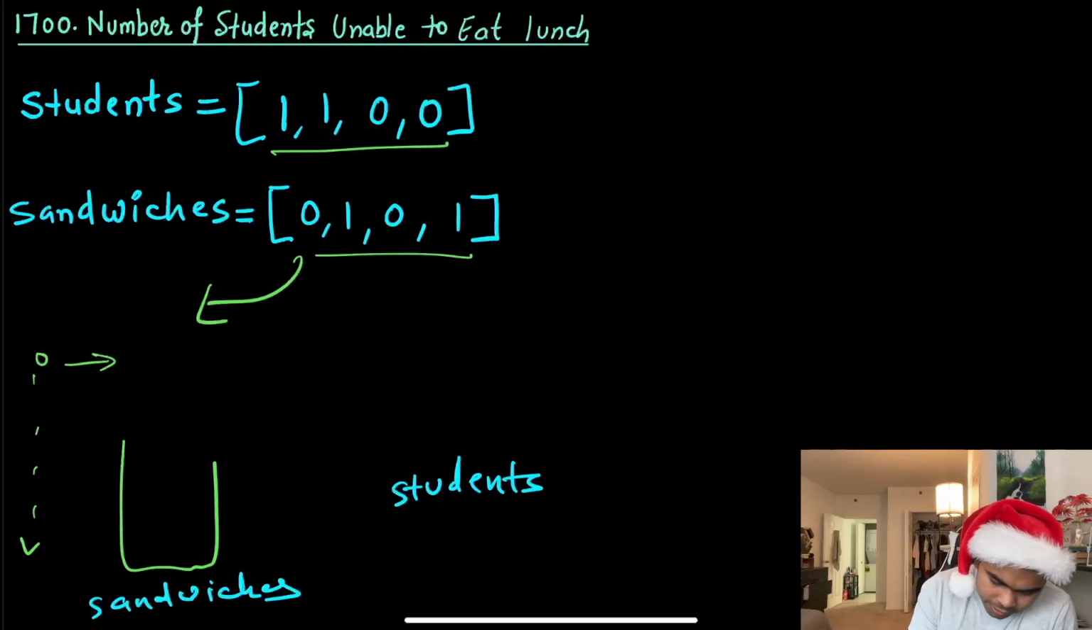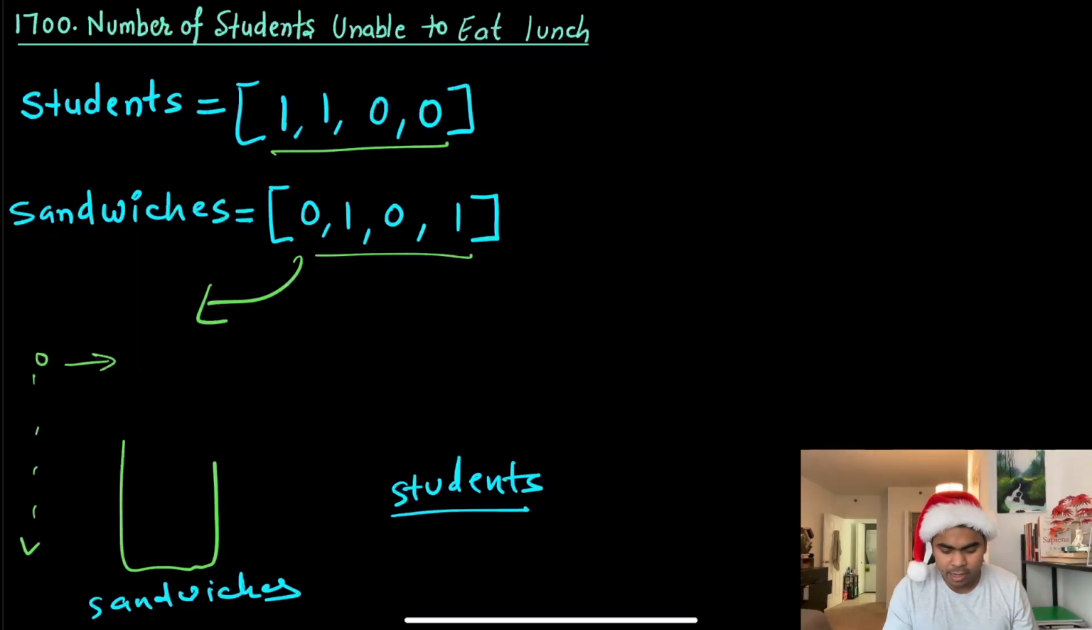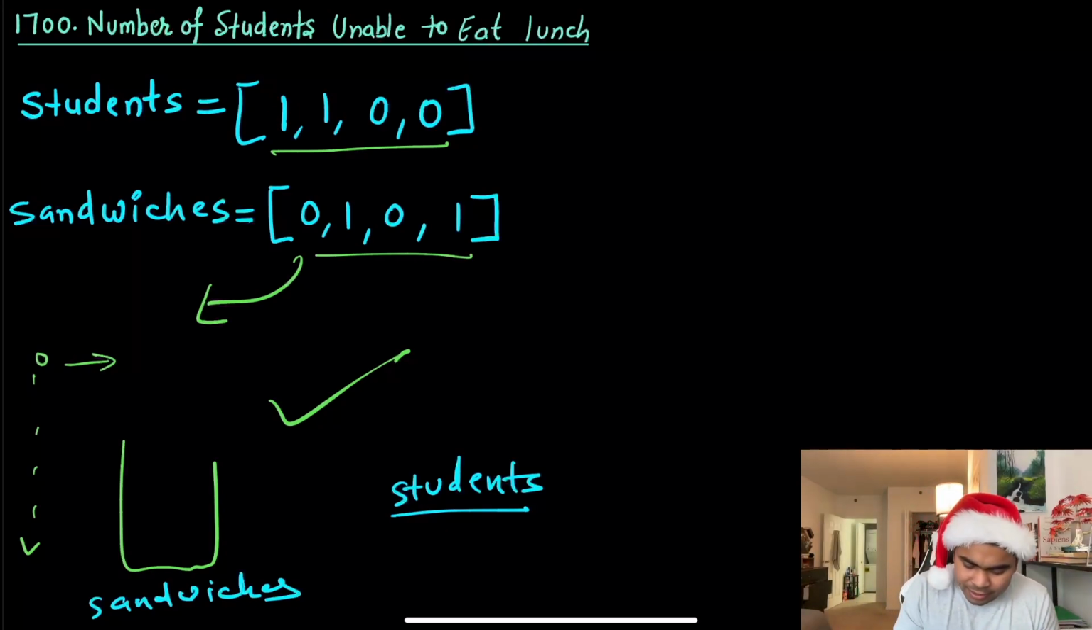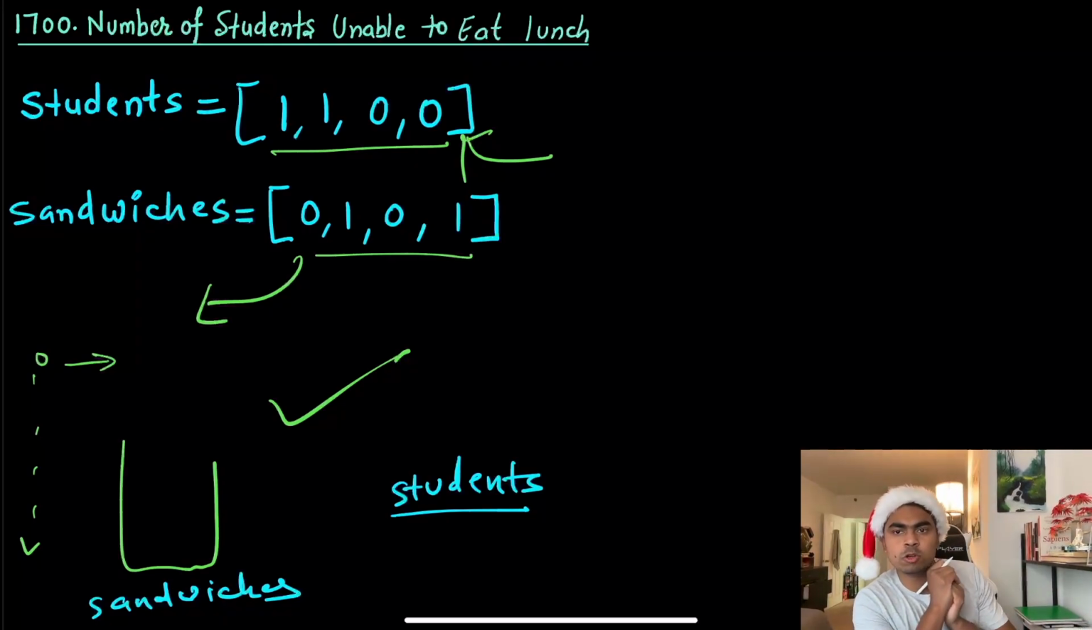Now what do I return? I was supposed to return the number of students, but now all the students were able to eat all the sandwiches. So what must have happened in this scenario? What really must have happened is that the number of ones and the number of zeros must have been equal. Don't you think so? Because I can still send any number of students to the back of the queue until everyone receives that type of sandwich.